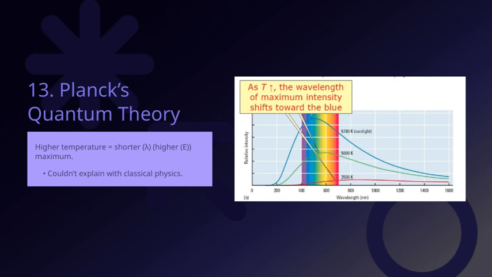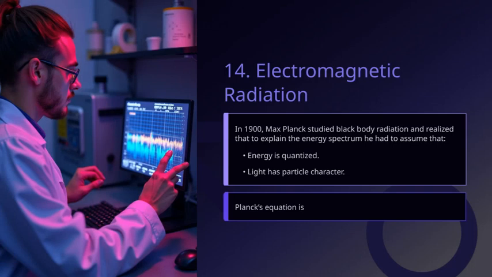This behavior was puzzling under classical physics, which couldn't explain why energy distribution behaved this way. That's where Planck's quantum theory comes in. It introduced the idea that energy is quantized, meaning it comes in discrete packets, or quanta. This was a groundbreaking shift because it explained the observed blackbody spectrum accurately, especially at higher energies and shorter wavelengths. So, essentially, Planck's theory bridged the gap that classical physics couldn't, allowing us to understand phenomena like blackbody radiation in a more complete way.